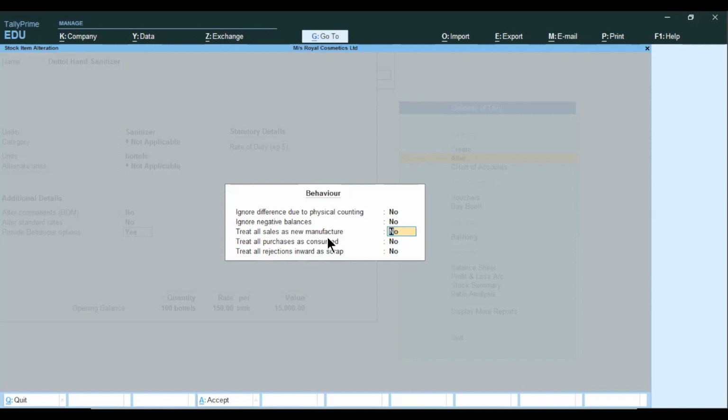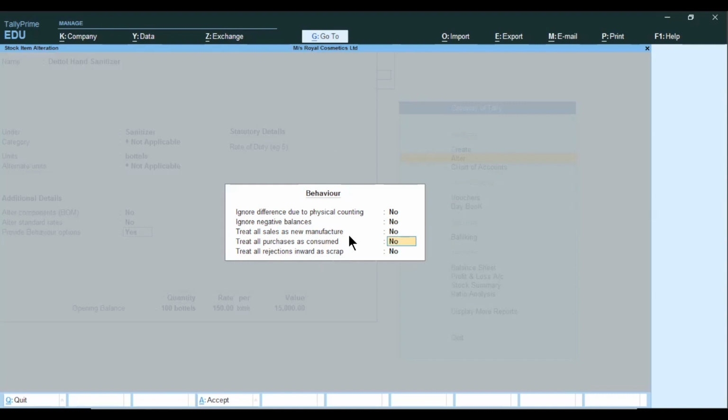Next, treat all sales as new manufacture. Any goods sold are just shown in the outward column, but if the same goods are considered as a manufacture, it means we manufacture the goods and then we sell them. So in that case, we can treat all such sales as new manufacture. This feature can also be enabled.